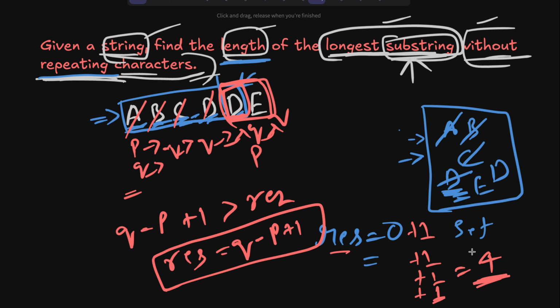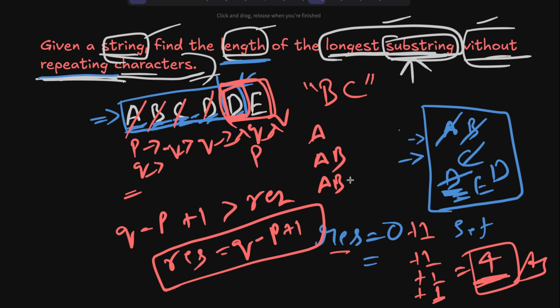And at the end of the day, whatever is going to be the maximum value in the result, we will simply return that as the answer. And here also you should notice something, right? We never ended up going through the string B and C. This was also a substring, right? But we never really went for it. We checked for A, we checked for A, B, we checked for A, B, C, okay? We checked for A, B, C, D, but we never really checked for BC explicitly, right?